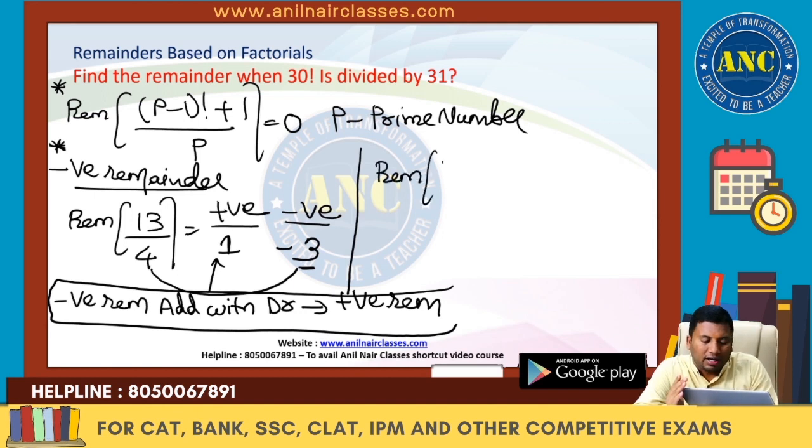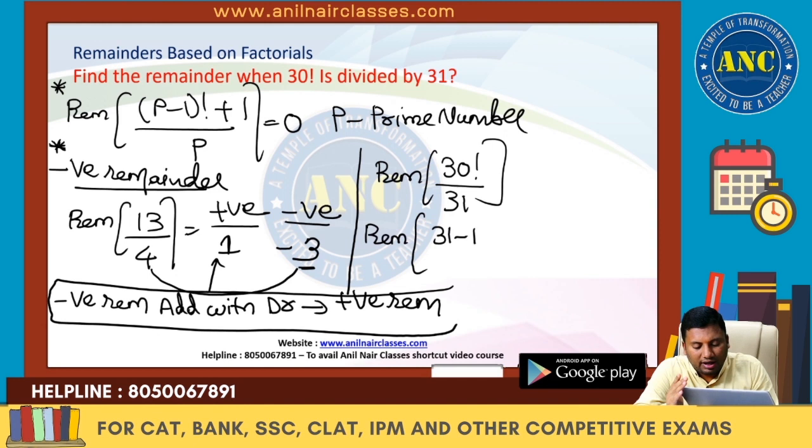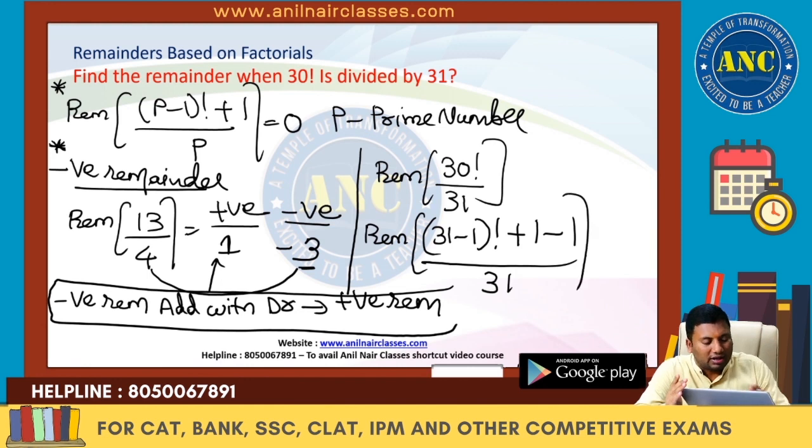Remainder when 30 factorial is divided by 31. This can be written as 31 factorial is nothing, 30 factorial is 31 minus 1 factorial. I am adding 1 and subtracting 1 when divided by 31: 31 minus 1 factorial plus 1 minus 1. That is P minus 1 factorial plus 1 when divided by P.